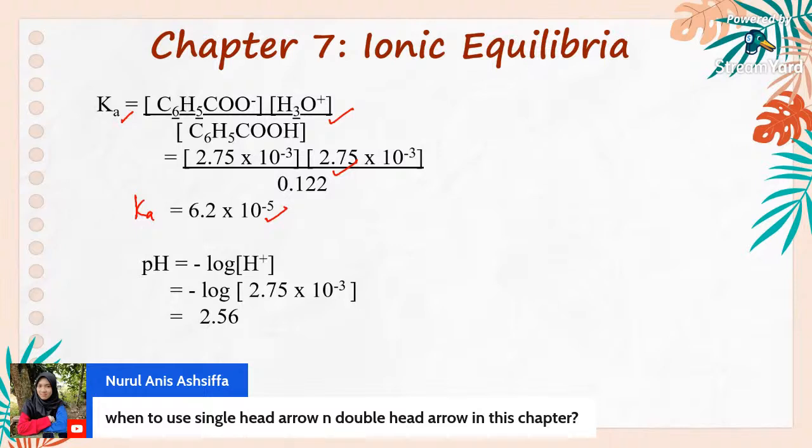Then you have to do the pH. So this is all formula: put in your value and get your answer. pH normally we can leave to 2 decimal places. All right.